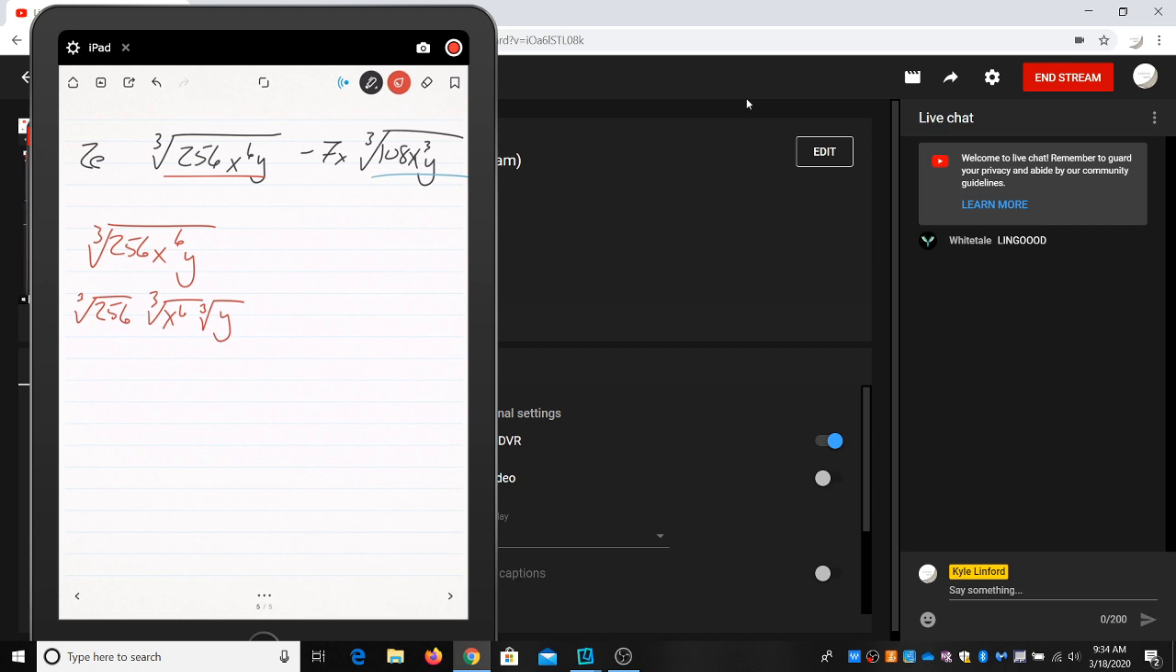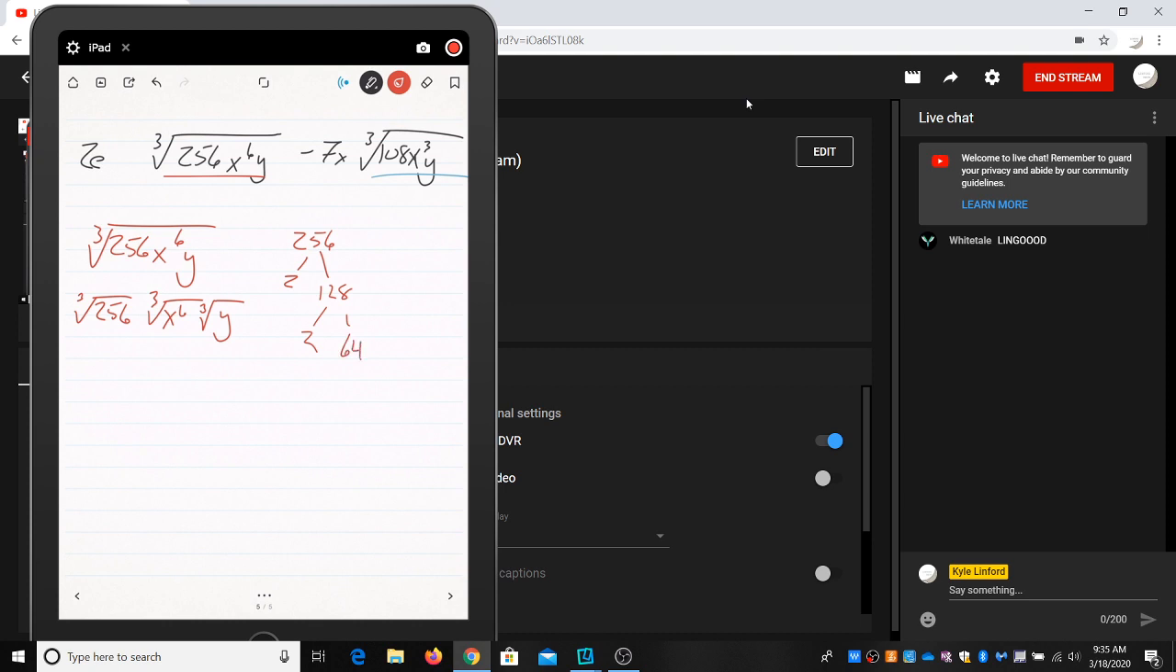Now 256, I don't know of perfect cubed factors that go into that, so I'm going to do my prime factor decomposition. Let's take 256 and divide it by 2. So 256 divided by 2 is going to be 128. I still don't know factors of that, so let me just divide it by 2 again, because I know 2 goes into it. When I divide it by 2, we end up with 64.